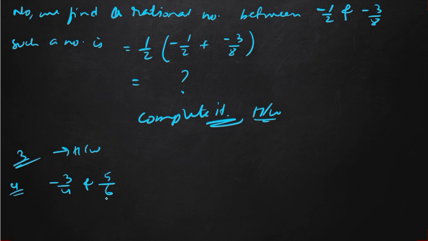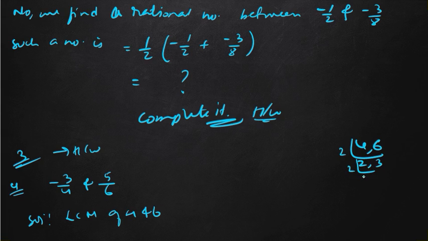Question number 4: find 10 rational numbers between minus 3 by 4 and 5 by 6. So for this, first we have to make the denominators the same. How to make the denominators the same? First we need to find the LCM of 4 and 6. The LCM will be 12. So now we have to make the denominator of both 12.